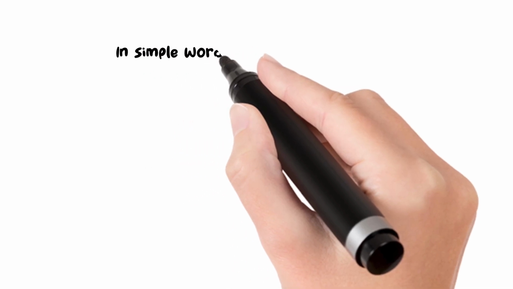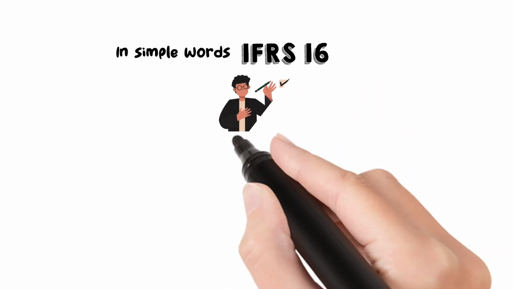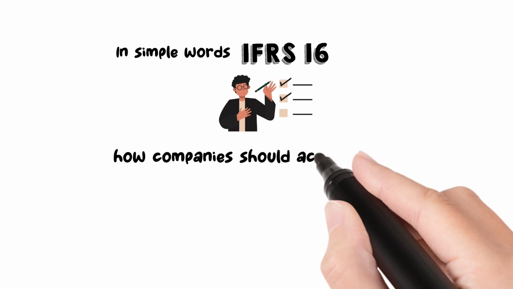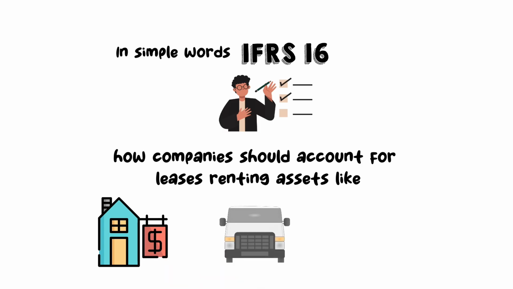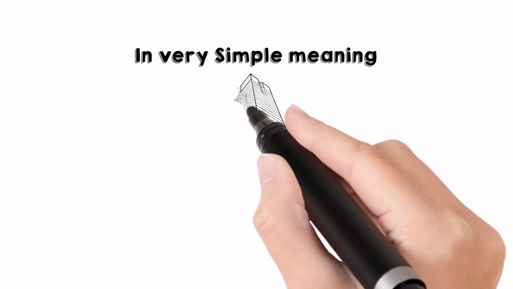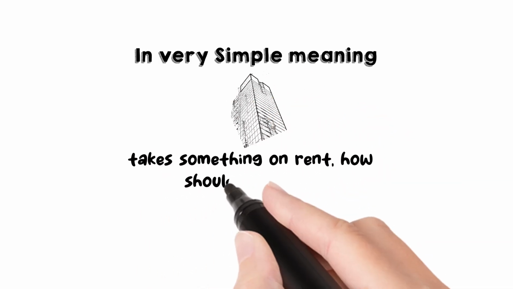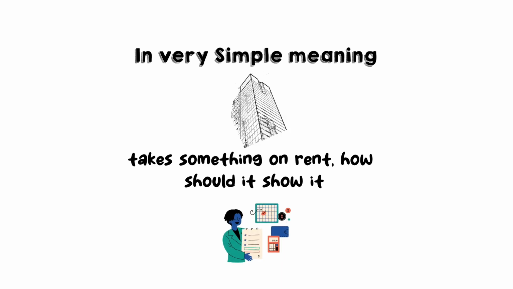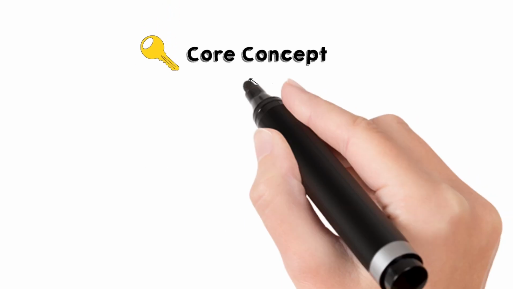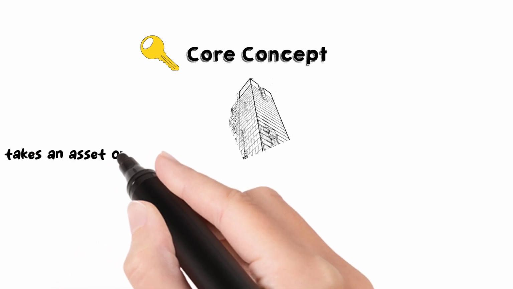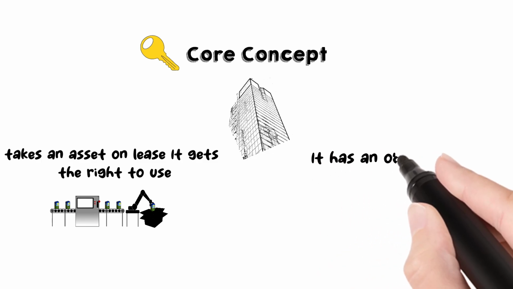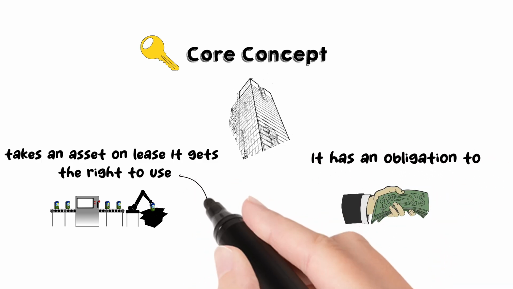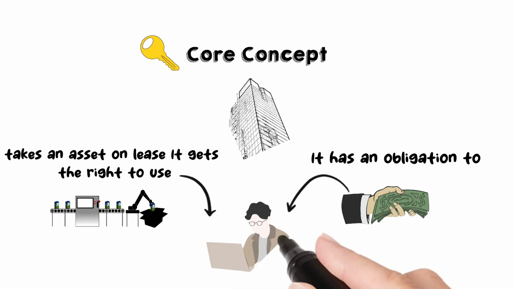In simple words, IFRS 16 explains how companies should account for leases, renting assets like buildings, vehicles, and equipment. In very simple meaning, if a company takes something on rent, how should it show it in accounts? Core concept: when a company takes an asset on lease, it gets the right to use the asset. It has an obligation to pay rent. So both must be recorded in the accounts.